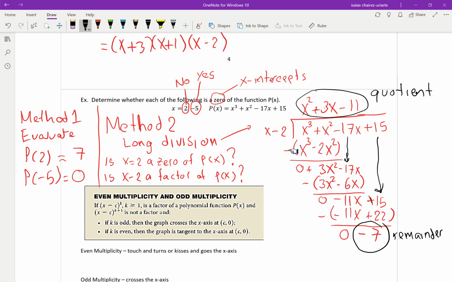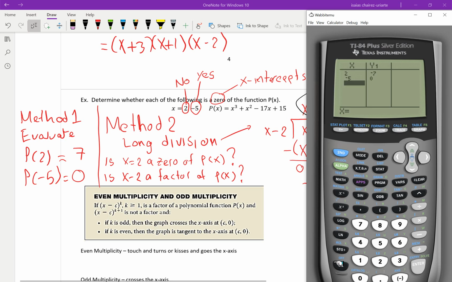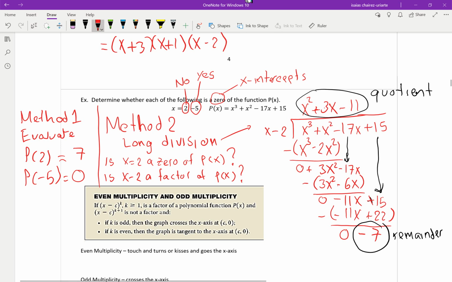And the thing to notice here is that the remainder that we got here is the same thing as what we got from evaluating p of 2. Actually, let me check that with my calculator. Oh yeah, we said that p of 2 is supposed to be negative 7. So this should be negative 7 right here. And notice that it's the same thing as the remainder that you get after long division. That is not a coincidence.